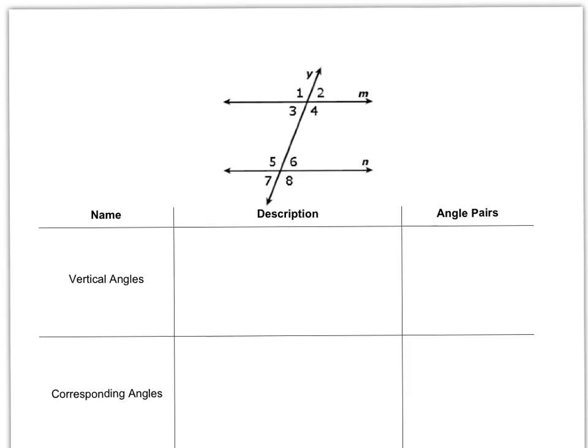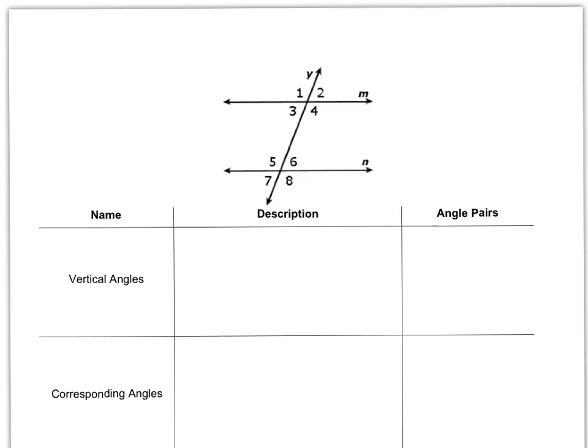So when two parallel lines are cut by a transversal, that's how we would describe this picture over here. Here are two parallel lines and they're being cut by this transversal. We have these super cool angle pairs that are formed. I'm going to give you the vocabulary word for the relationship, the definition of that vocabulary word, and then I'm going to show you which angle pairs that word refers to.